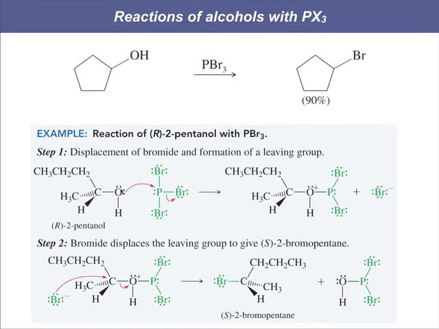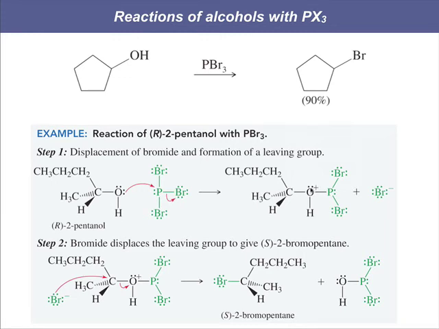The alcohol O is going to attack the phosphorus and displace one of the bromines from PBr3. That gets us this intermediate, this PBr2OH. The O has a positive charge now because it's got 3 bonds. This piece over here, the OH and the PBr2, that big piece is a good leaving group.